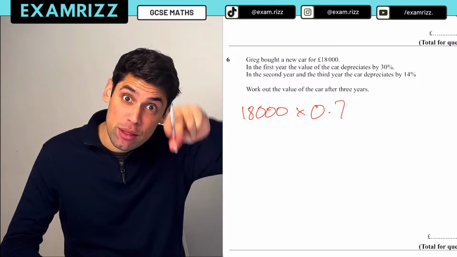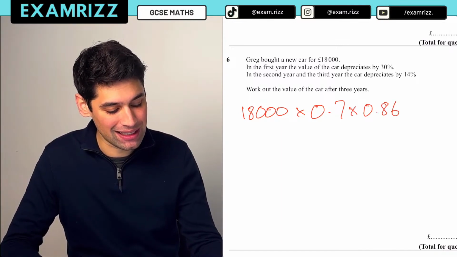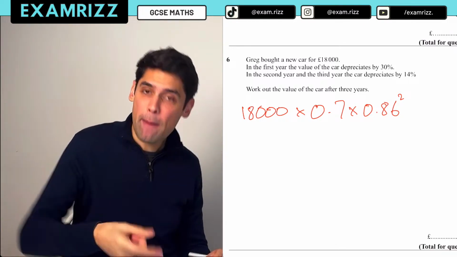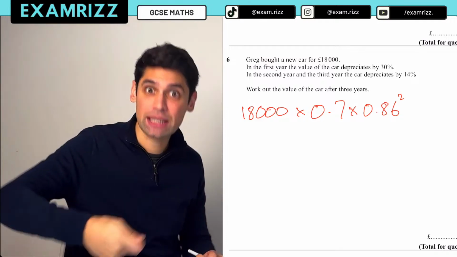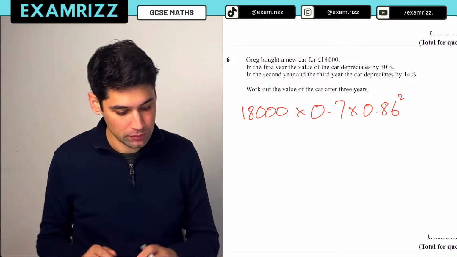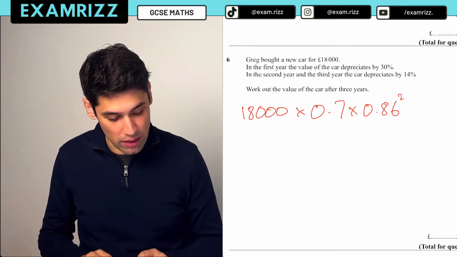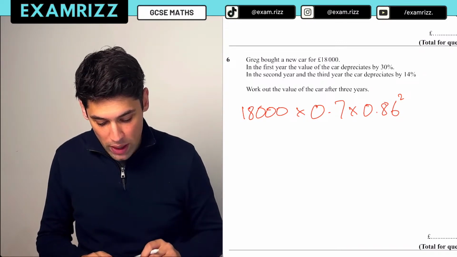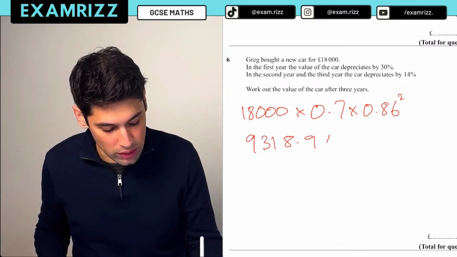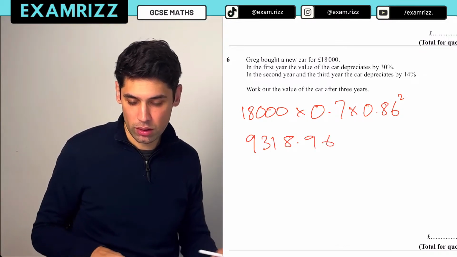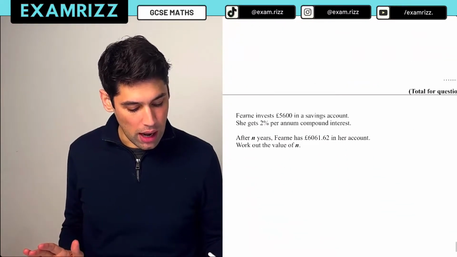In the second and third year, it depreciates by 14%. So that's going to be times by 0.86 squared. Why is it squared? Because it depreciates by 14% 2 times. So 0.86 times another 0.86. So we can just type this into our calculator. 18,000 times 0.7 times 0.86 squared equals 9318.96.